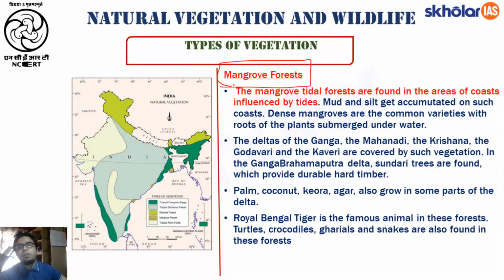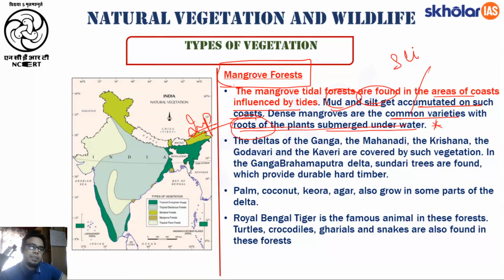Again, which we have talked about. Now mangrove forests are found in the tidal regions, that is the coastal areas, right? So the mangrove tidal forests are found in areas of coast which are influenced by tides, that is high tide and low tide. Mud and silt gets accumulated on such coast where we have the presence of tides. Dense mangroves are common varieties with roots of the plants which are submerged under the water. Very, very important characteristics of a mangrove forest. In a mangrove forest, the roots of the plants are submerged under water. That means it is under saline conditions.